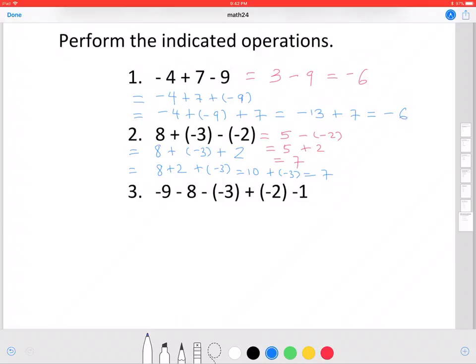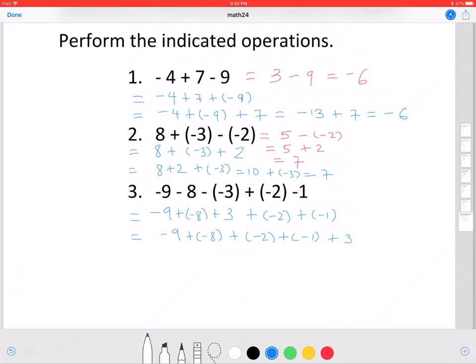Number 3, let me just go ahead and do the method where I'm going to change all the subtraction as addition of the negative, and this will be addition of the +3. And here I'm not going to change because I already have addition, which is addition of -2, and subtract 1 is addition of -1. Okay, here what I see is I have 4 negatives, -9, -8, -2, -1, and I'm going to pull that all together. And the only non-negative I have is 3, and that comes at the end.